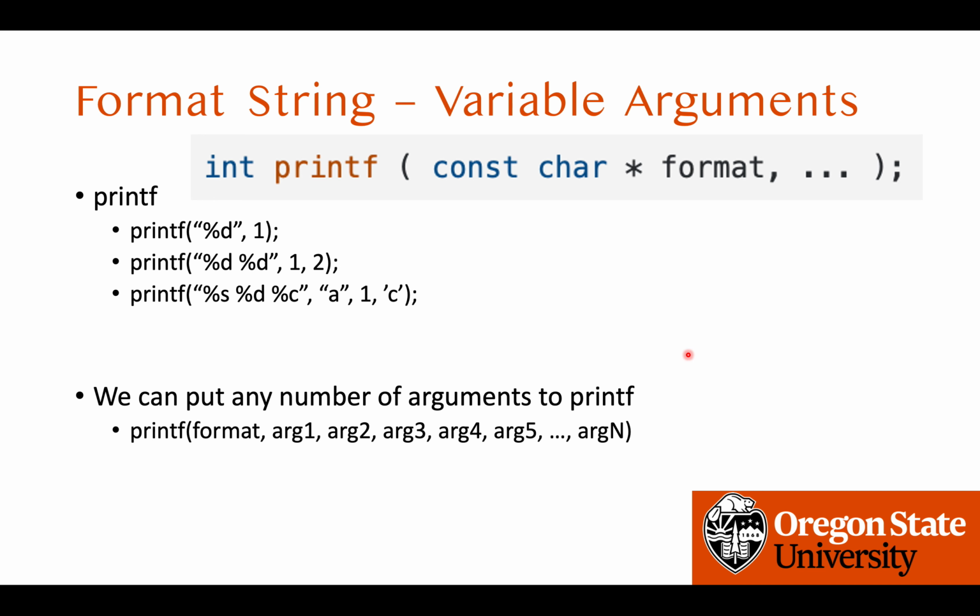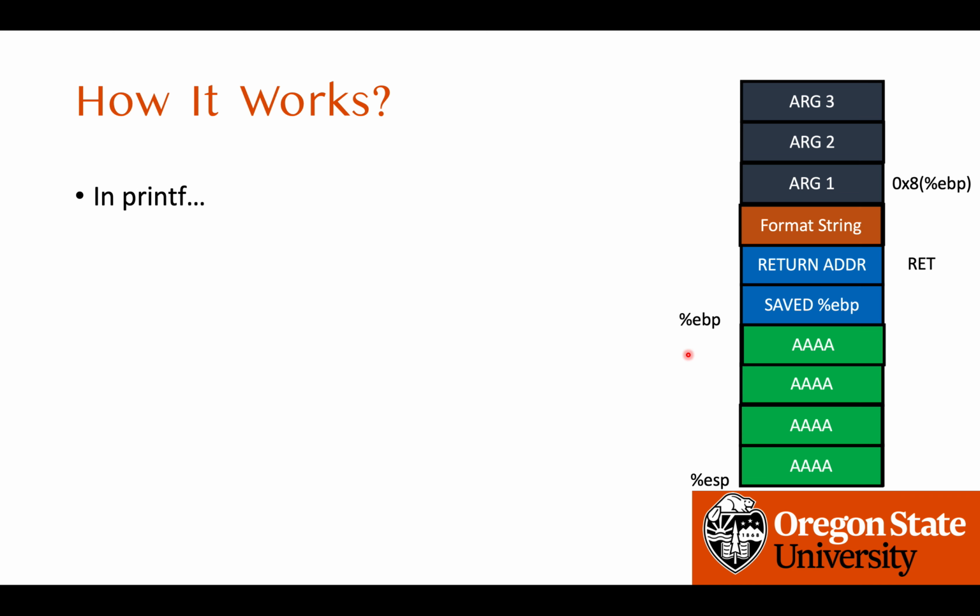Then how does such variable argument passing work? Actually, printf does nothing special for this, and it's very simple. How it works is clear if you take a look at the stack configuration. Take a look at this diagram. Suppose this is the stack frame of printf, with the saved ebp and the return address. The first argument of printf, the format string, will be here, and then additional arguments will be placed at this region.